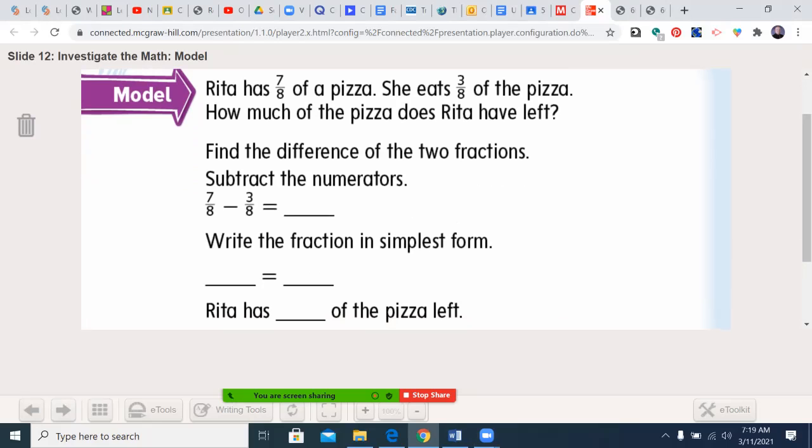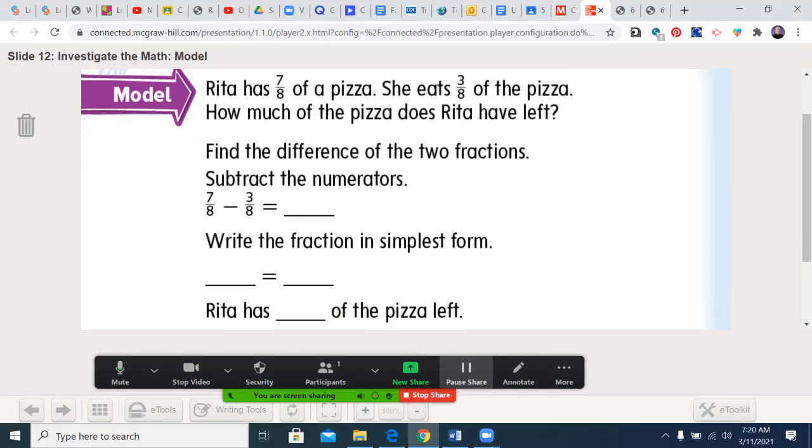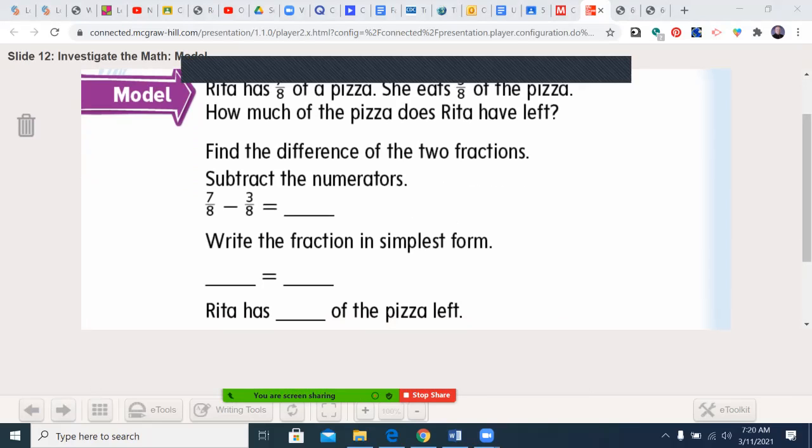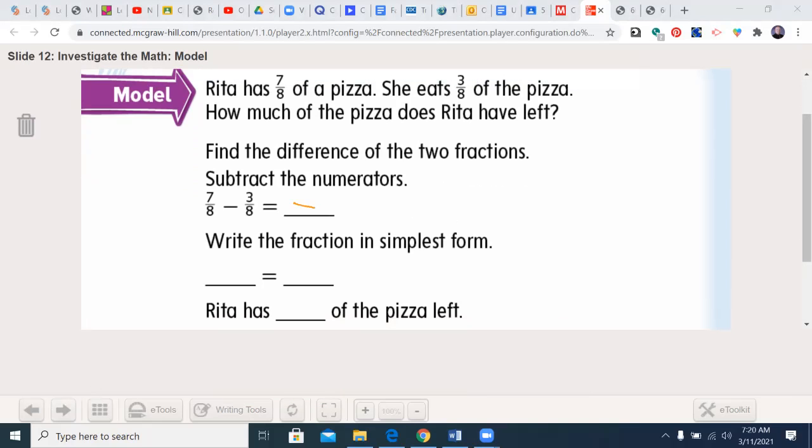Rita has 7/8 of a pizza. She eats 3/8 of the pizza. How much pizza does Rita have left? None, because I'm going to eat her leftovers. So I subtract. 7 minus 3 is 4. And 8 is my denominator. So I'm going to keep that.